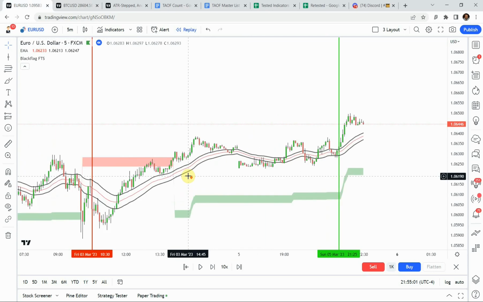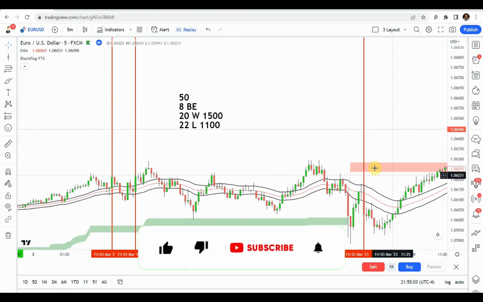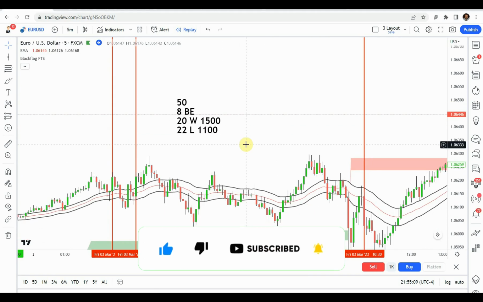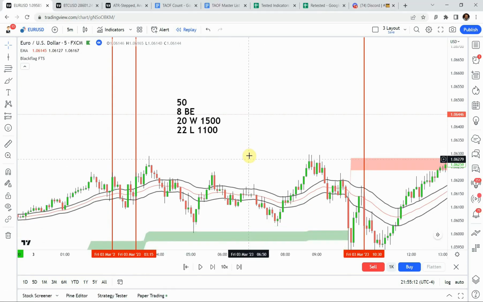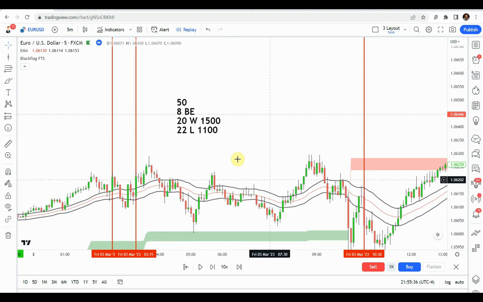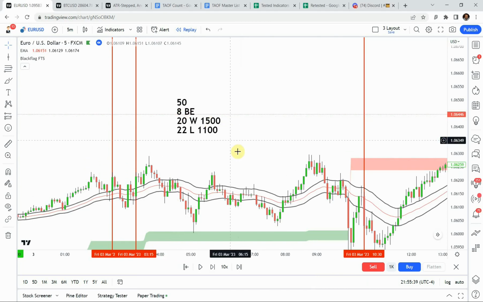So let's go back here and take a look at the numbers on this particular strategy. We did a 50 trade test just to see what it was able to do over a larger sample size. Out of those 50 trades, we got 8 break even. That's where it hit our first take profit, we took half off the table, and then moved the other half to break even. Those were basically break even trades, which is how we set those up.